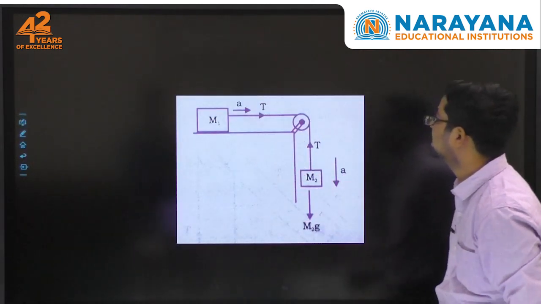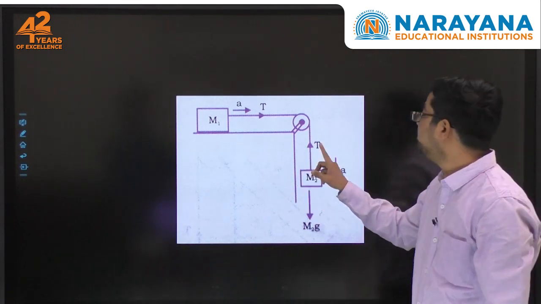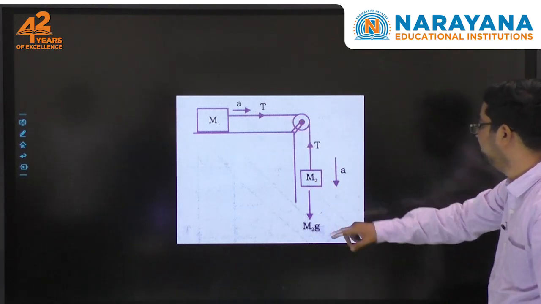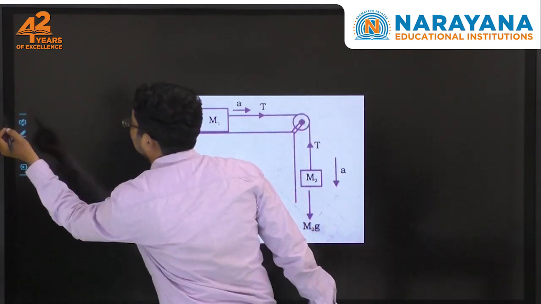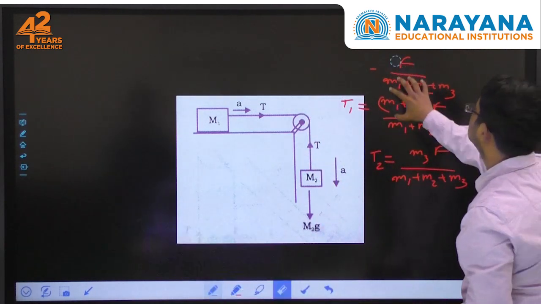Fine. Next one here. If you have a pulley as shown here, then what would be the value of tension? We shall see here. First of all, we will draw the FBD. In this case, you can draw as shown here.